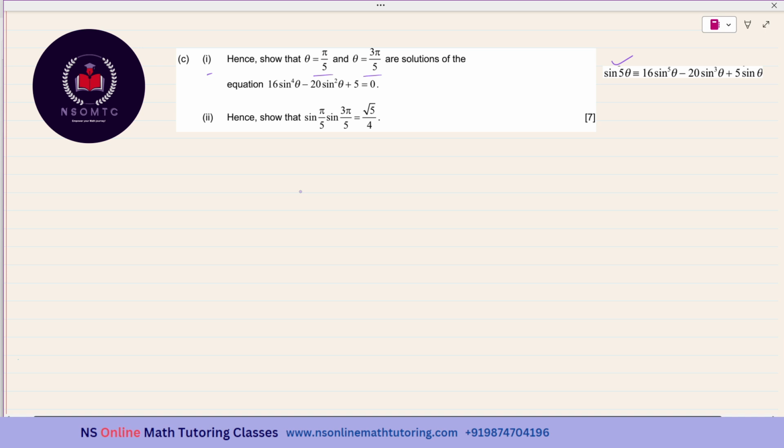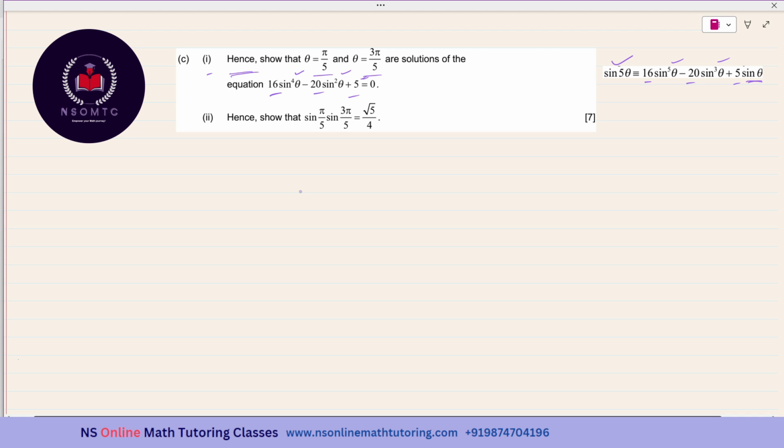Now you see, this is 16 and this is 16 because they have said hence. So we have to relate this to the previous part. So this is 16 and that is 16. This is negative 20. That is negative 20. This is positive 5. That is positive 5. That part is fine. But over here, the powers are not the same. This is sine to the power of 4 theta. This is sine to the power of 5 theta. This is sine square theta. This is sine cube theta. And this over here, it is sine to the power of 0 theta, in fact. But over here, you are having sine theta to the power of 1.